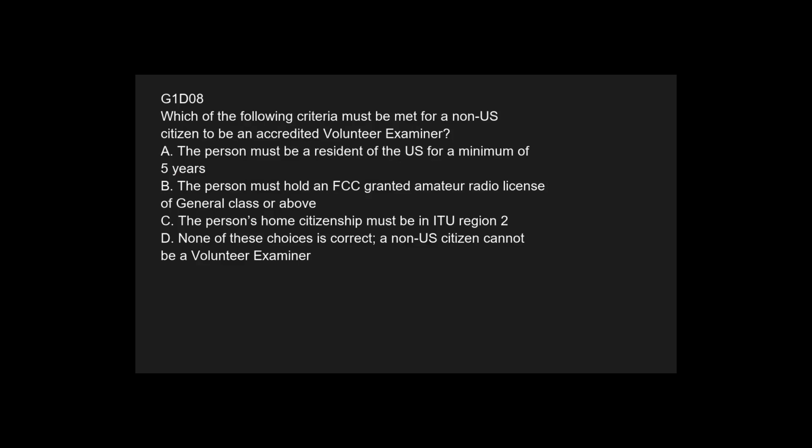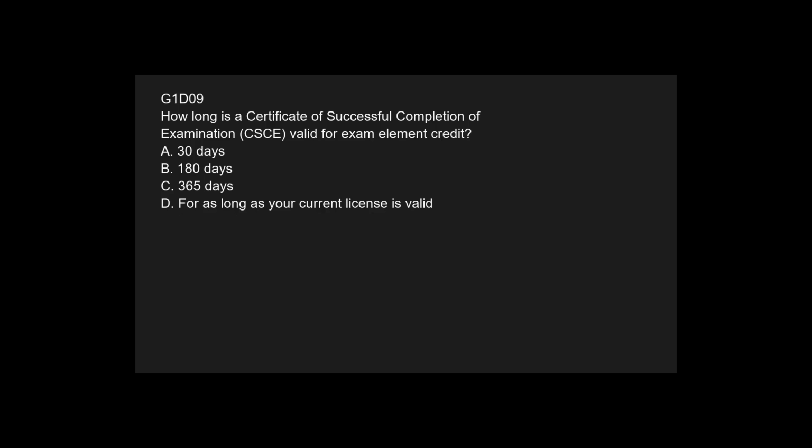Question: which of the following criteria must be met for a non-U.S. citizen to be an accredited volunteer examiner? The correct answer is B. The person must hold an FCC-granted amateur radio license of general class or above. Question: how long is a Certificate of Successful Completion of Examination, CSC, valid for exam element credit? The correct answer is C.